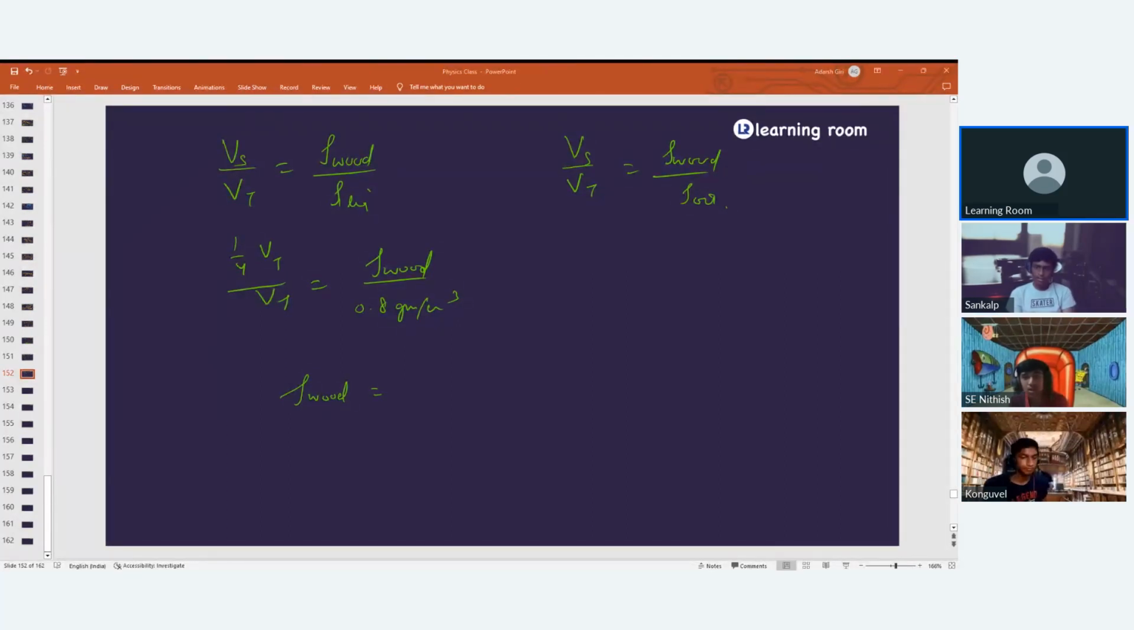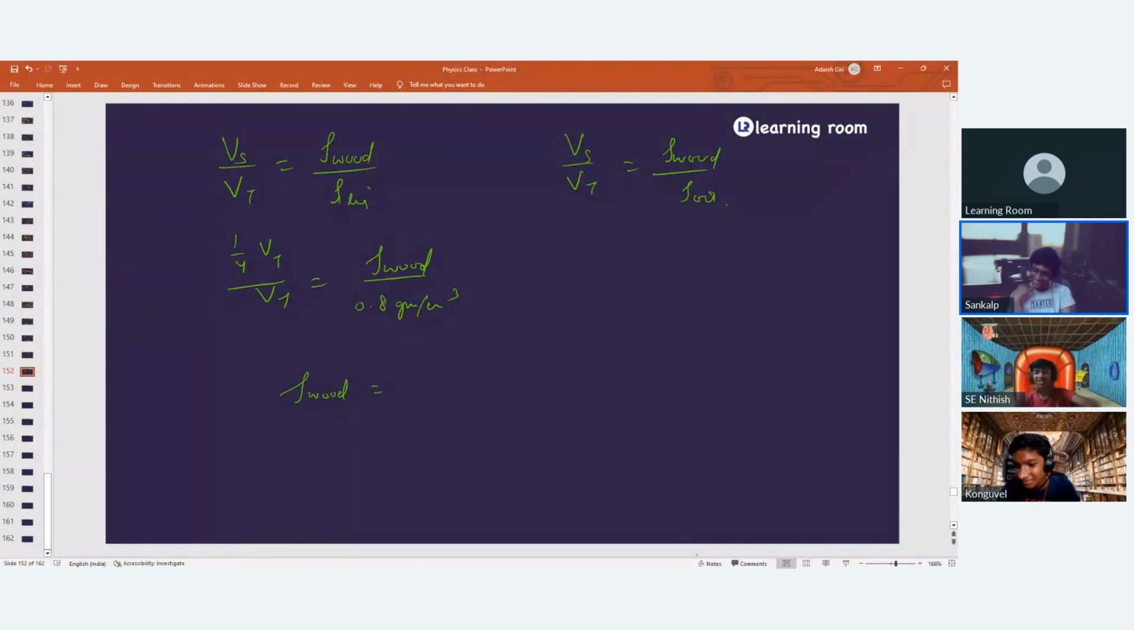First read the question, then answer. The block of wood floats in a liquid of density 0.8 only. So 0.8 by 4 is 0.2 gram per centimeter cube. That is the density of the wood.